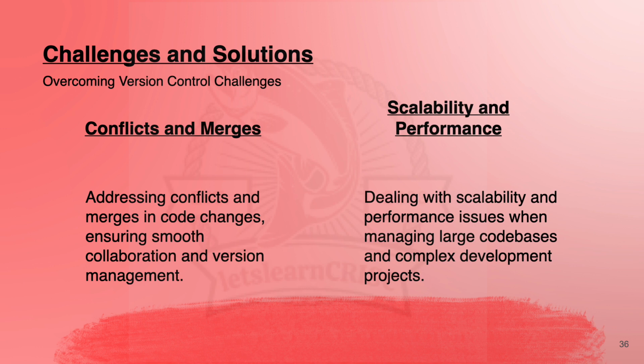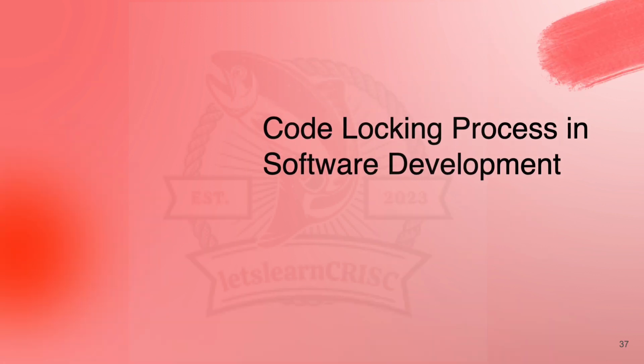Moving next, we'll discuss the code locking process in software development. Friends, code locking is an essential step in moving a new or modified system or application into production. It ensures that the source code cannot be accidentally or intentionally modified after it has been approved for the final testing.